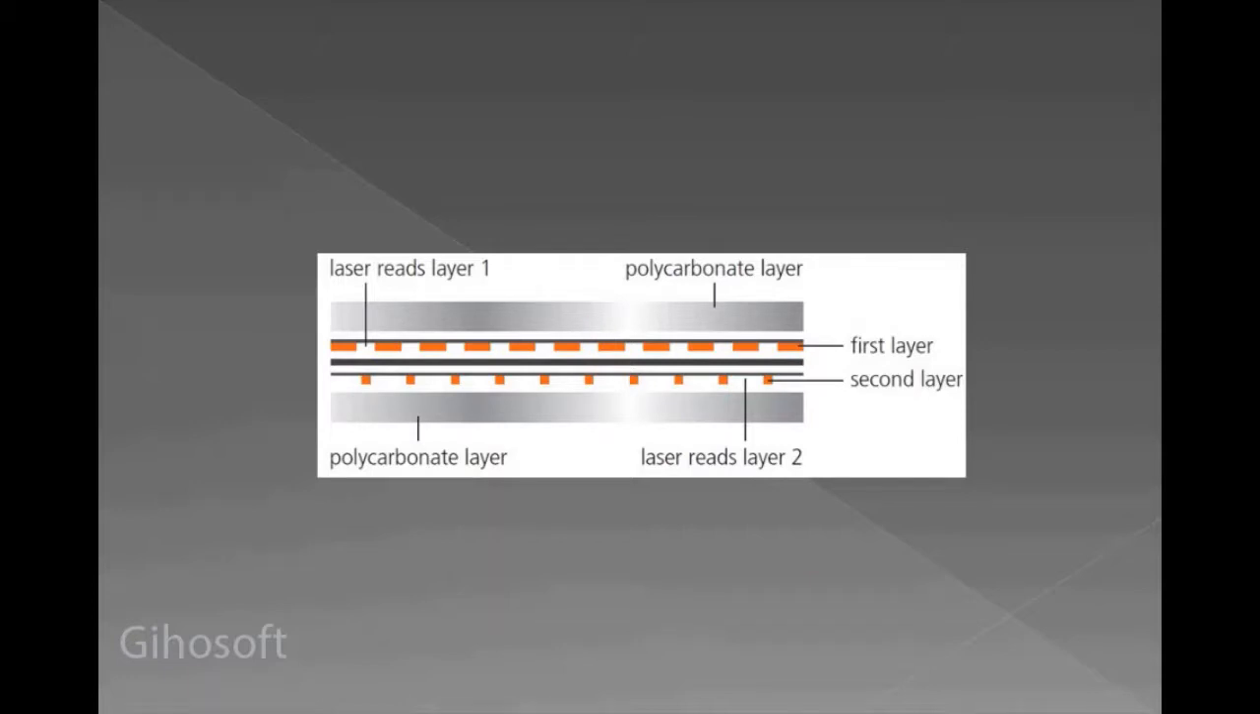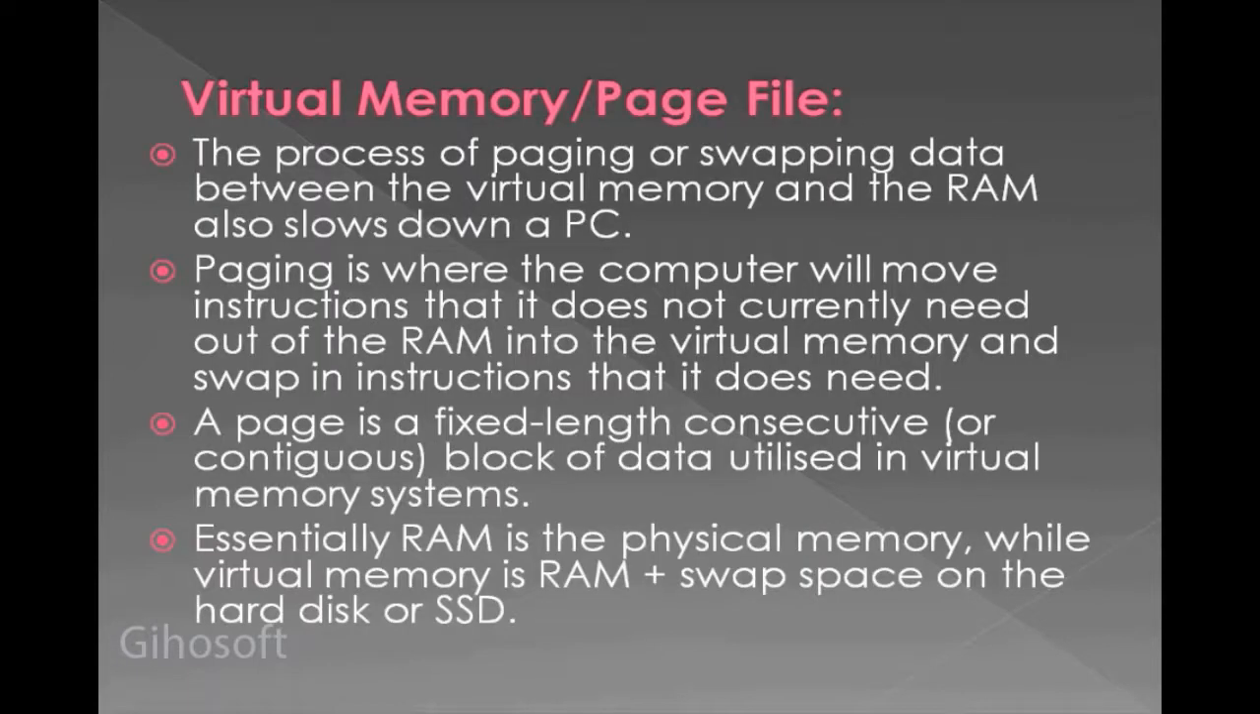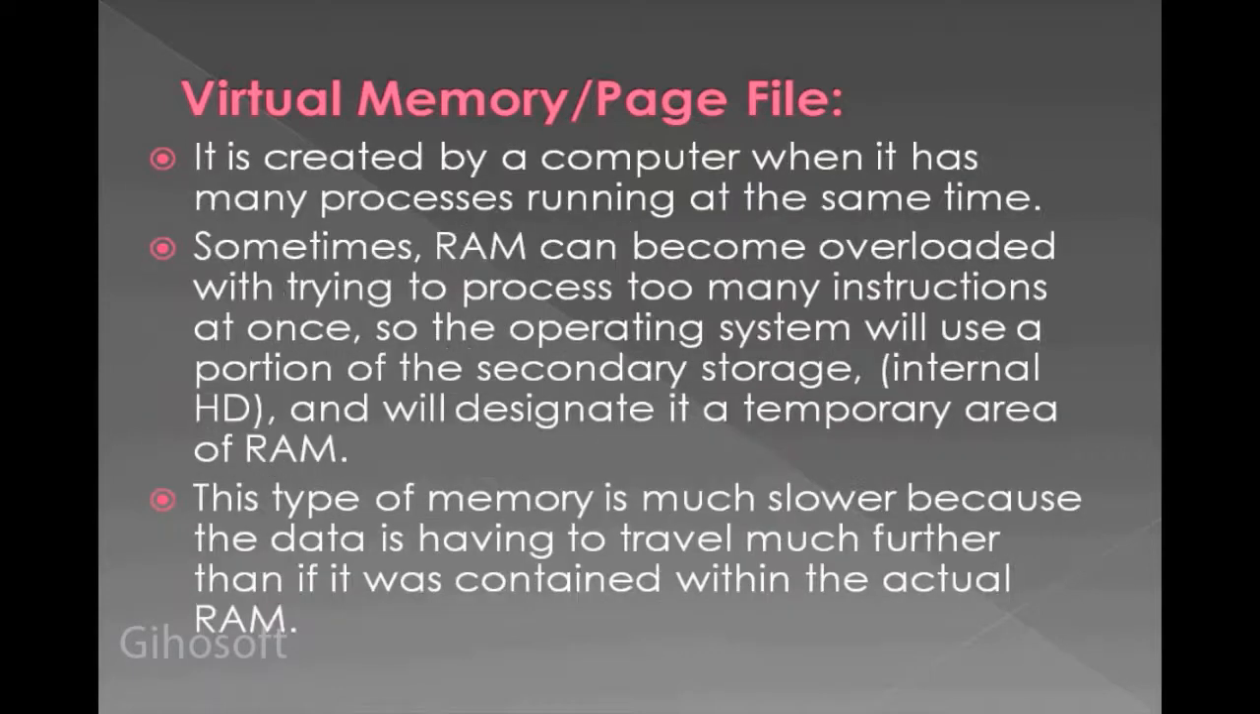The next topic which we have is virtual memory, or a page file. The process of paging or swapping data between the virtual memory and the RAM is known as virtual memory. It is also known as a page file, and it is created by a computer when it has many processes running at the same time.